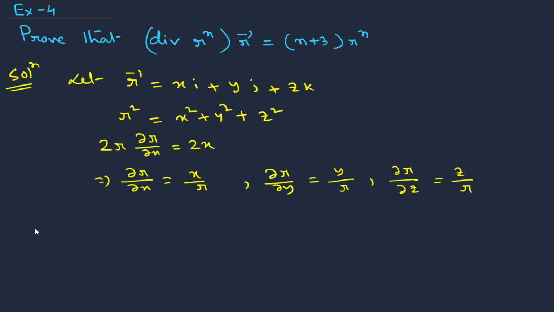Now let us find divergence of r to the power n, and then into r bar. So this is equal to, divergence means what?